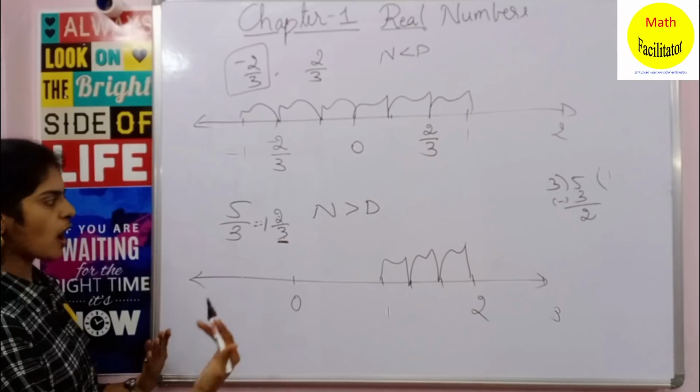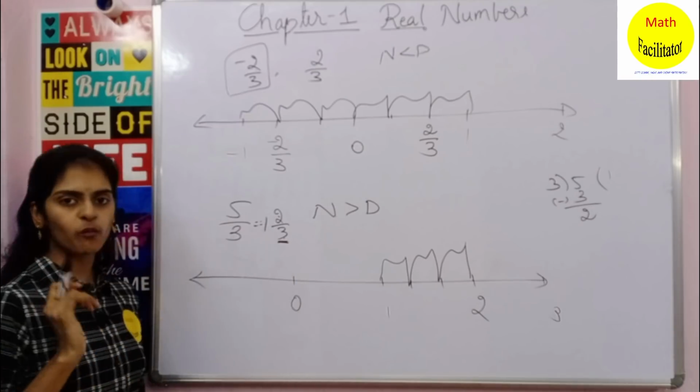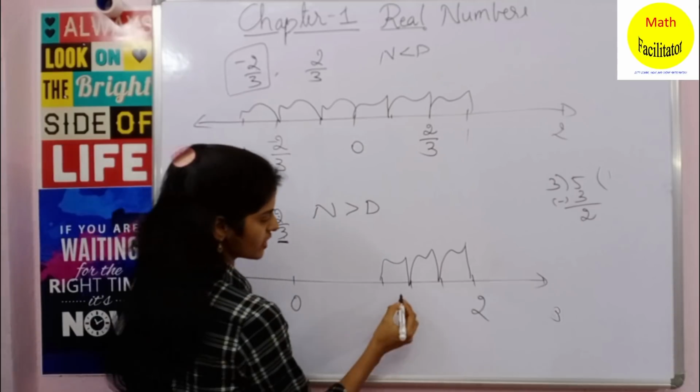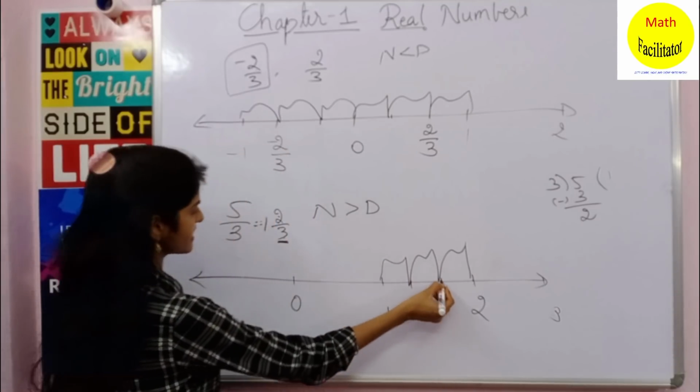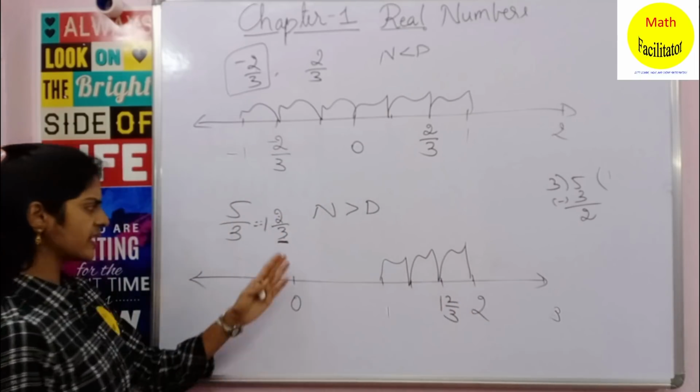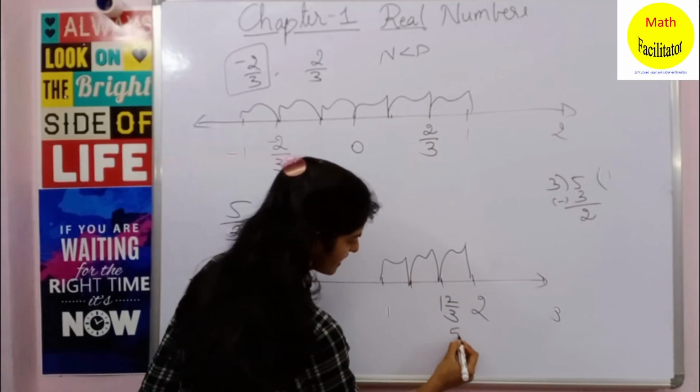Clear? Now how many parts should you consider? 2 parts. The numerator tells you how many parts you have to consider. 2 parts. So it is the first part, the second part. Now this is nothing but 1, 2 by 3. And 1, 2 by 3 is nothing but 5 by 3.